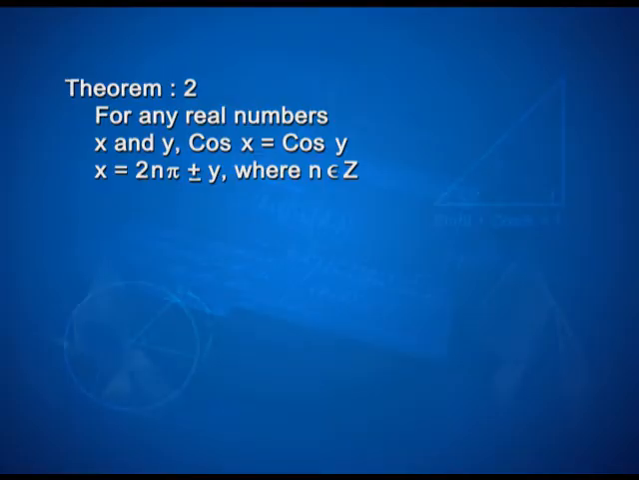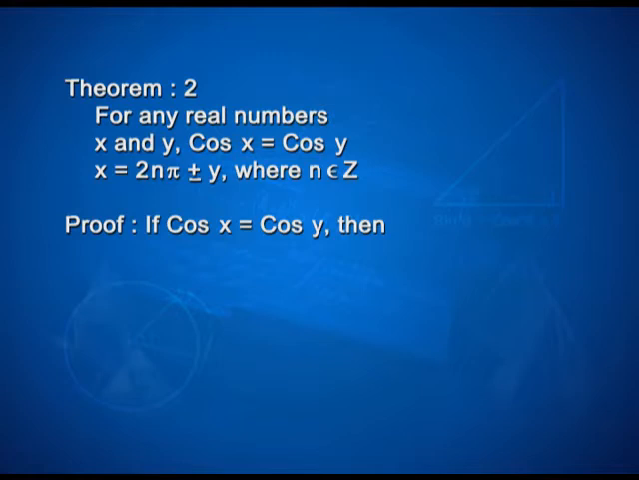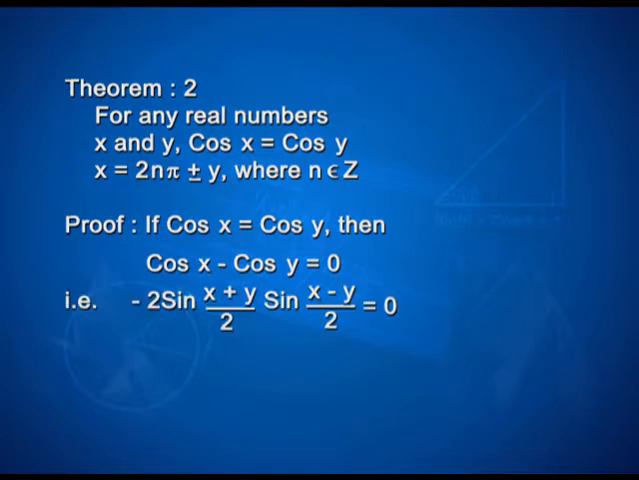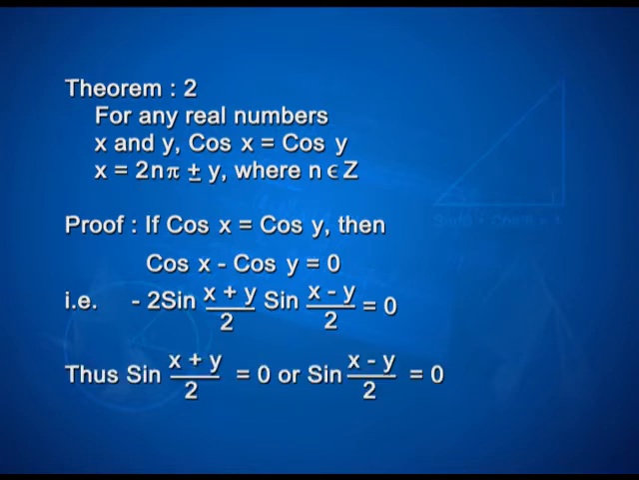Here we have one more interesting theorem. For any real numbers x and y, cos x is equal to cos y implies x is equal to 2n pi plus or minus y, where n belongs to z. Let us see the proof. If cos x is equal to cos y, then cos x minus cos y is equal to 0, that is minus 2 sin of (x plus y) upon 2 into sin of (x minus y) upon 2 is equal to 0. Thus, sin of (x plus y) upon 2 is equal to 0 or sin of (x minus y) upon 2 is equal to 0.